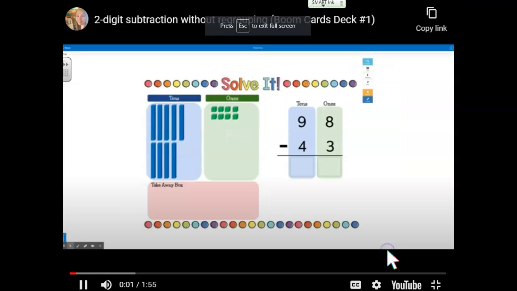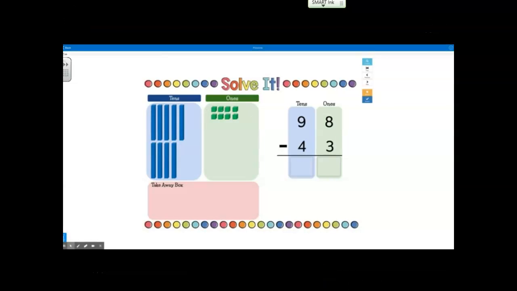In this deck, we will be subtracting two-digit numbers without regrouping. Without regrouping just means that we don't need to borrow any tens and bring them to the ones. We'll learn about that another day. In this problem, we see 98 minus 43. For example, if I had 98 cupcakes and I gave 43 away, I would want to know how many cupcakes I had left.